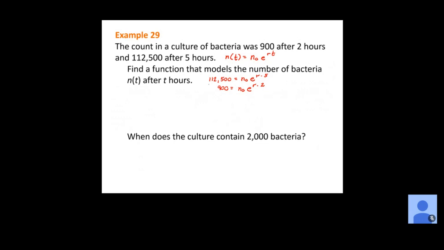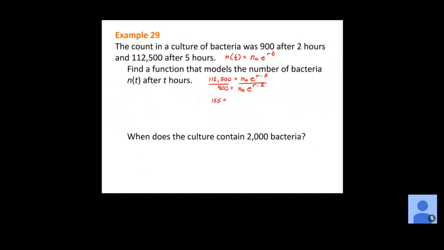Divide, right? So we're setting up a proportion here. So I'm just going to divide both sides of this equation. And so now we can simplify this. So we have 112,500, dividing that by 900. So that should give us 125.